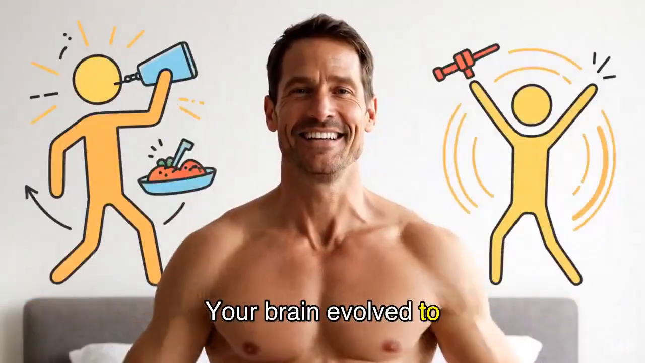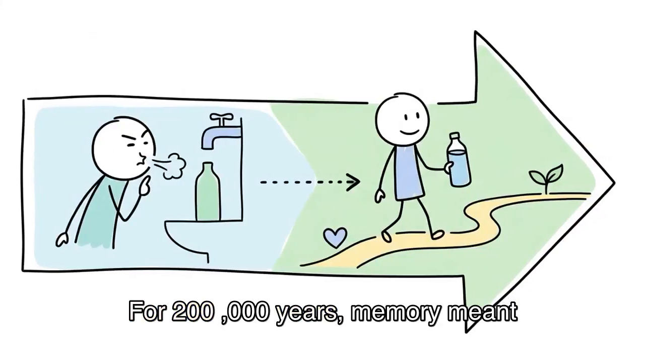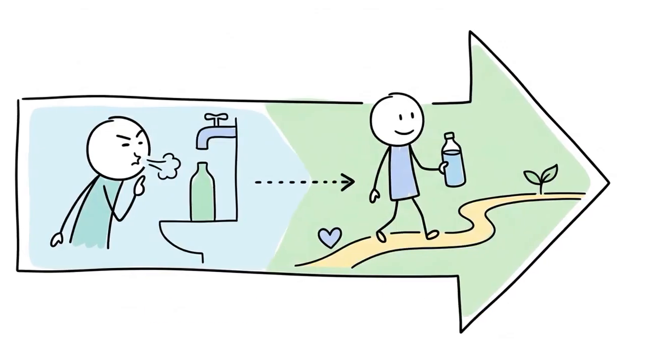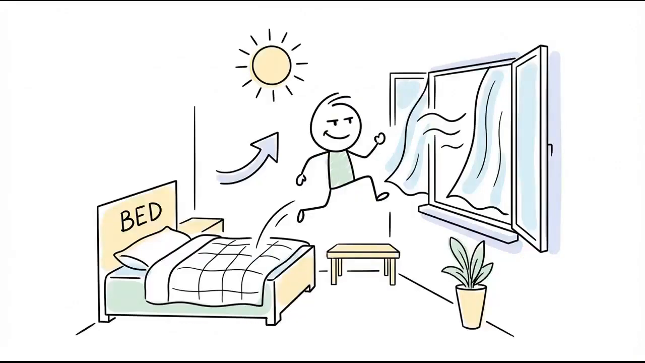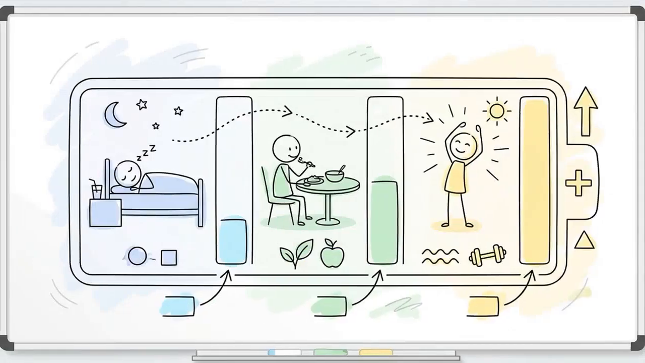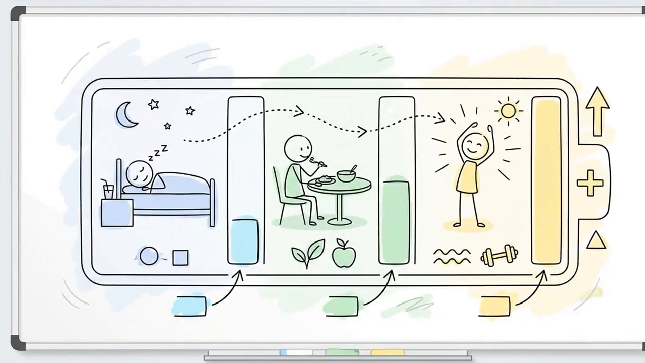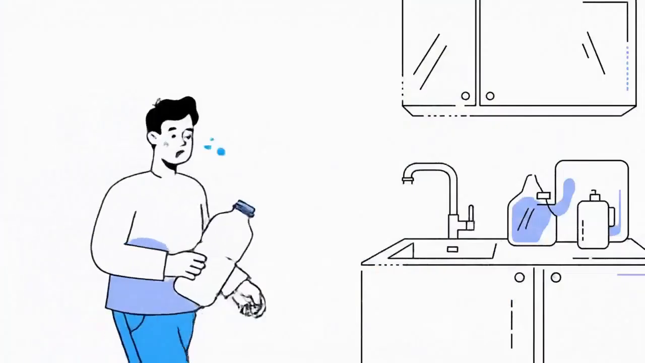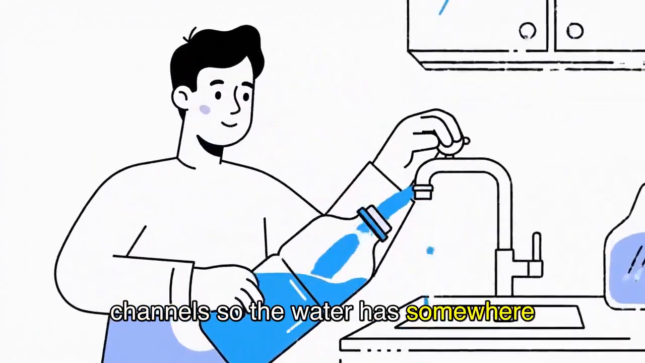Your brain evolved to remember scenes, not sentences. For 200,000 years, memory meant tracking danger, movement, and location. Where was the river? Where did the predator run? Who stood near the fire? Text is new in evolutionary terms. Text-only learning is like pouring water onto a flat surface. It spreads and disappears. Visual spatial encoding creates channels so the water has somewhere to go.